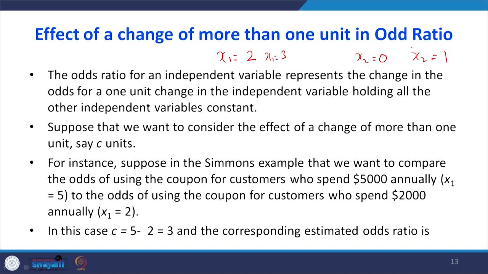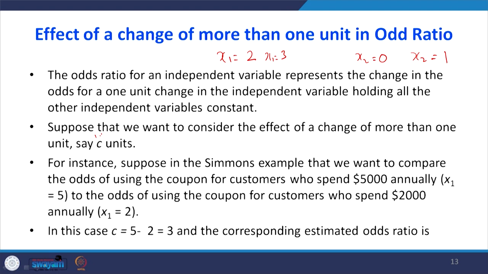The odds ratio for an independent variable represents the change in odds for a 1 unit change in the independent variable, holding all other independent variables constant. Suppose we want to consider the effect of a change of more than 1 unit, for example c units. Instead of 2 to 3, I want to say 2 to 5.